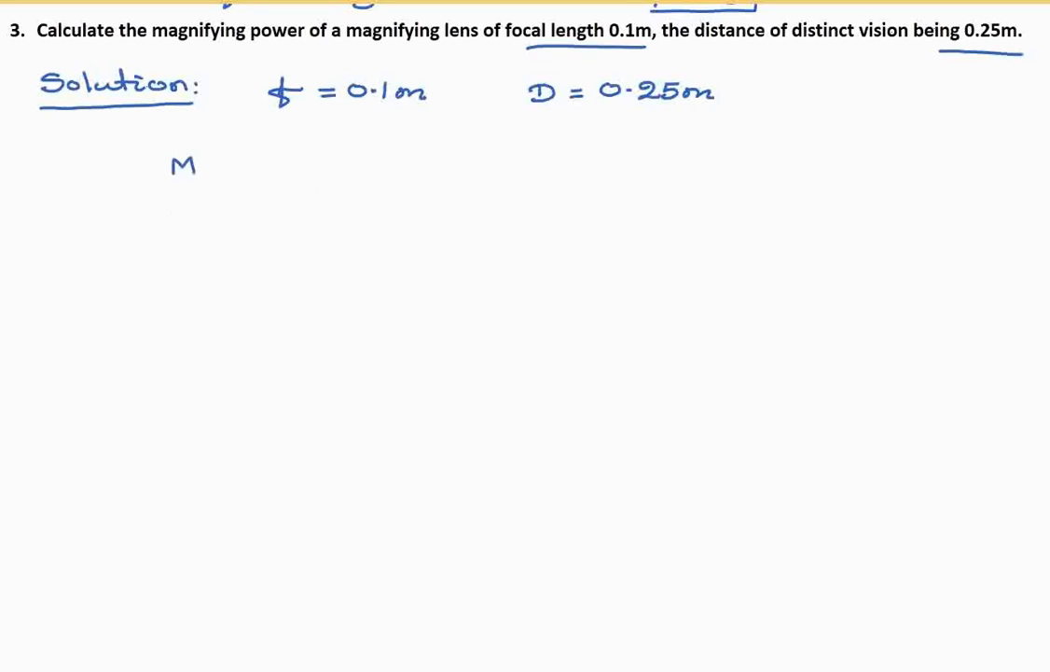We know that magnification of a simple microscope, M is equal to 1 plus D divided by F. This is equal to 1 plus 0.25 divided by 0.1. This is equal to 1 plus 2.5. So this is equal to 3.5. So the magnification M is equal to 3.5.